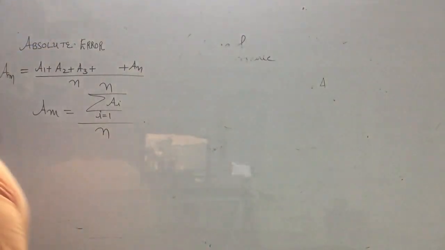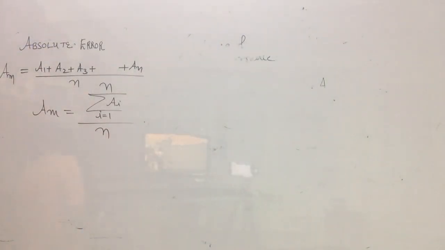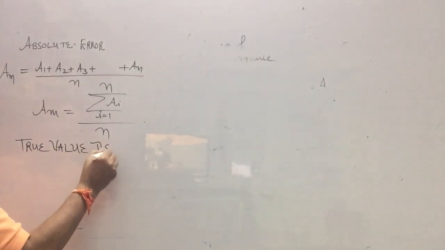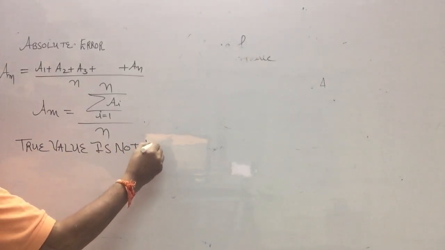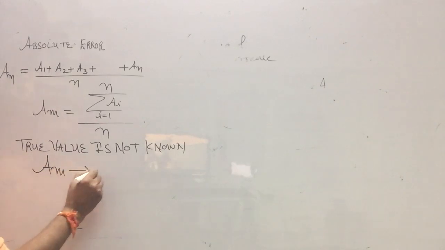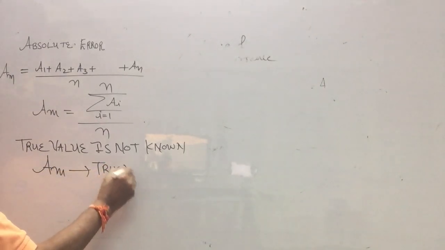So this is what the absolute error is based on. Since the true value is not known, therefore we will take AM as a true value.